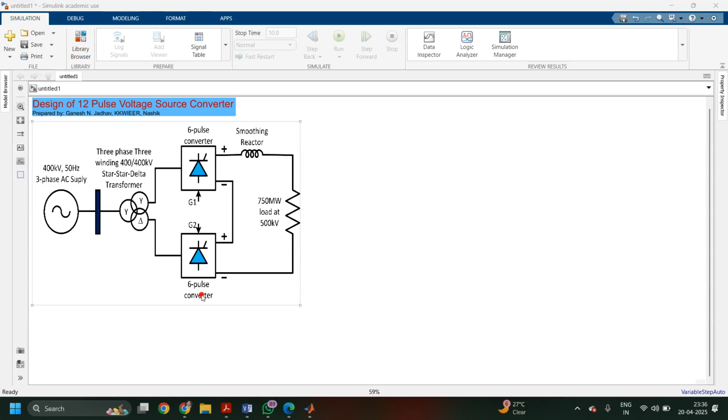Hello everyone, welcome to the next video on MATLAB simulation of design of 12 pulse voltage source converter. In this voltage source converter, we are going to design a 12 pulse voltage source converter, that is 6 pulse bridges connected in series as shown in the figure. So with these specifications, we are going to design the 12 pulse voltage converter. So this diagram is given here. So let me save this first.